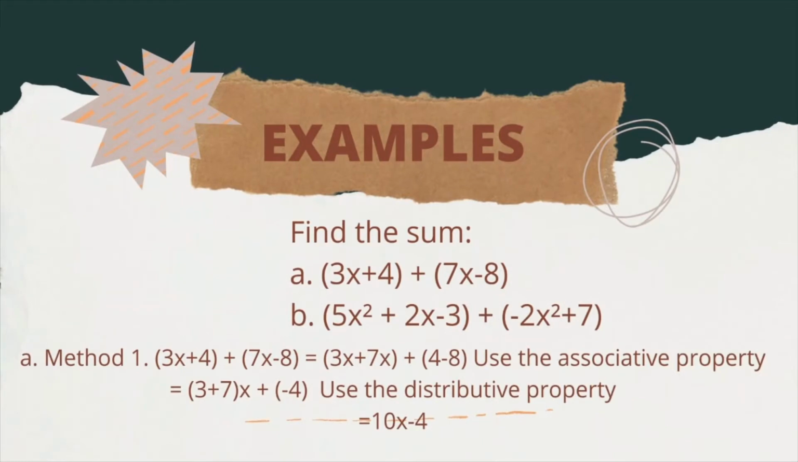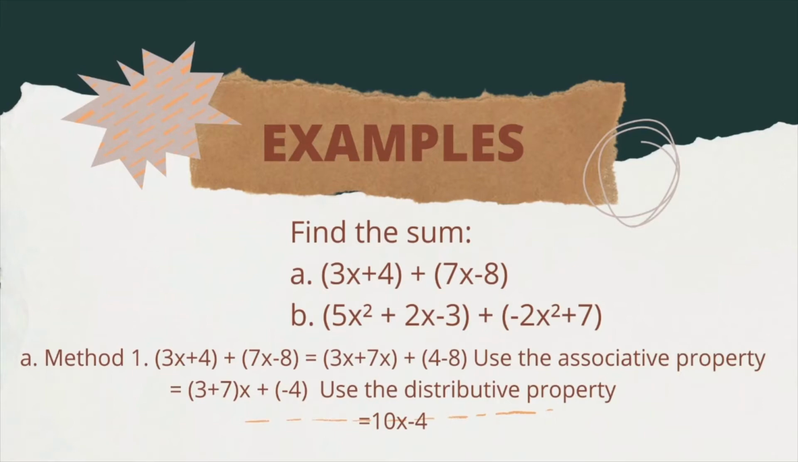Here are some examples for adding polynomials. We have two equations here. First is (3x plus 4) plus (7x minus 8). And the second is (5x squared plus 2x minus 3) plus (negative 2x squared plus 7). Now, we have to find the sum of the first equation. We have three methods to be used.